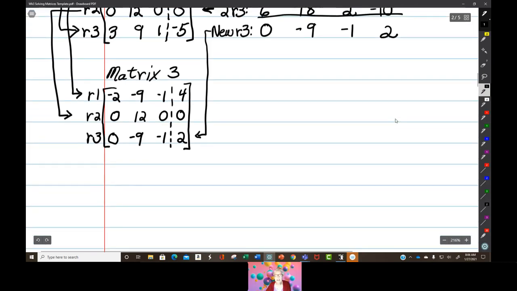The biggest danger here is making an arithmetic mistake. So you keep an eye on me. I have one more zero to go, and I need to keep that zero. The only way I can keep that zero is if I add it to a zero. So I'm going to have to use row two and row three.